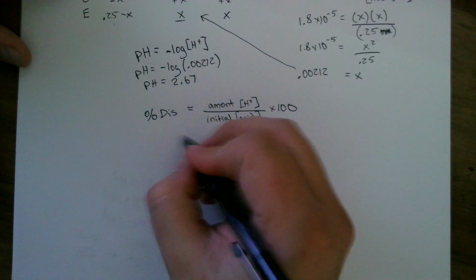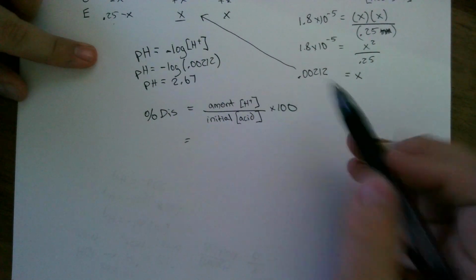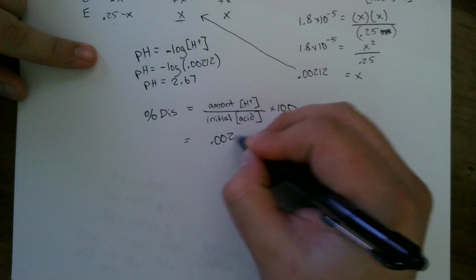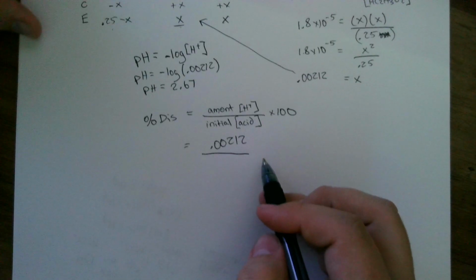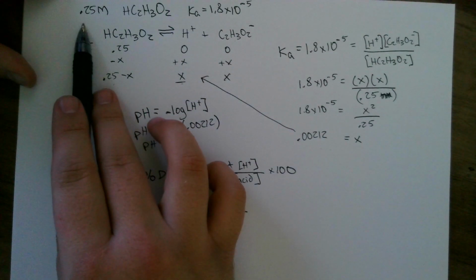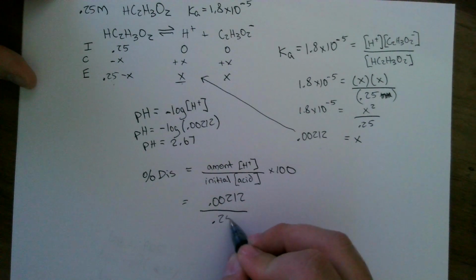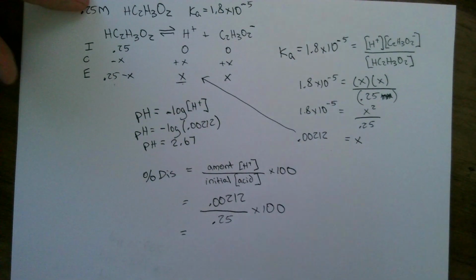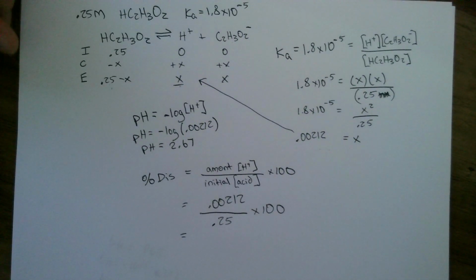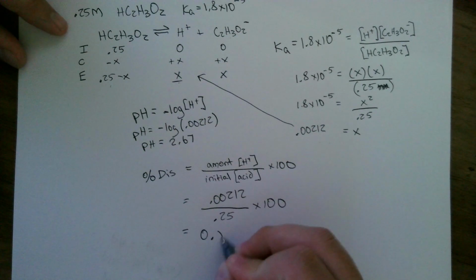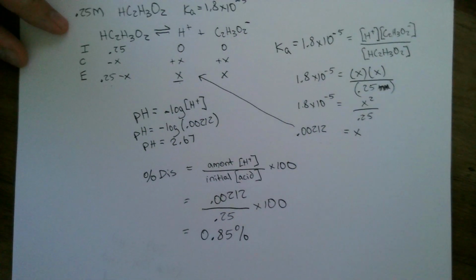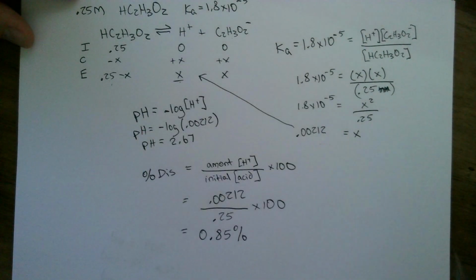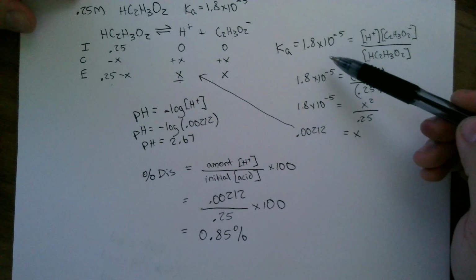Okay. So my amount of H plus I found is X. My H plus concentration at equilibrium was 0.00212. My initial acid concentration is 0.25 molar. Multiply by 100, and that's your answer. That'll tell you what percentage of your acid turned into H plus ions. It's usually going to be a really small number for weak acids. So only 0.85% of my initial acetic acid turned into H plus. That's why my Ka is so small.